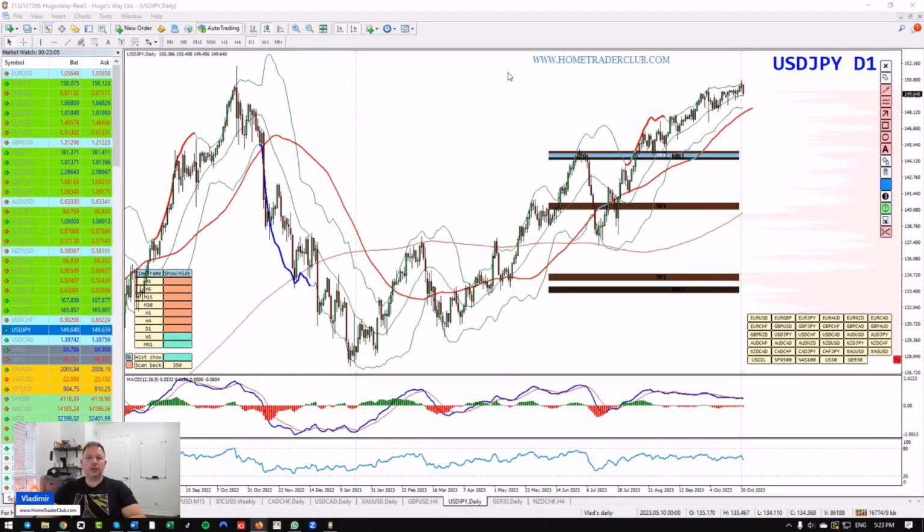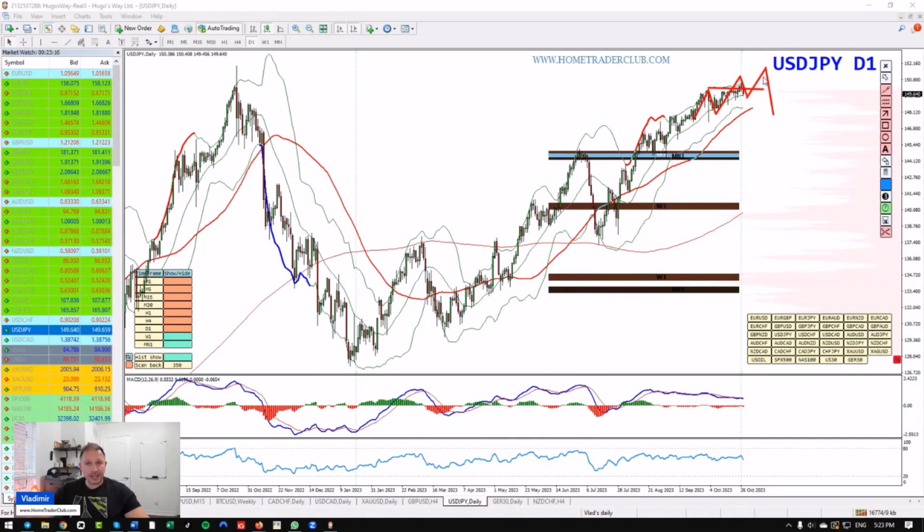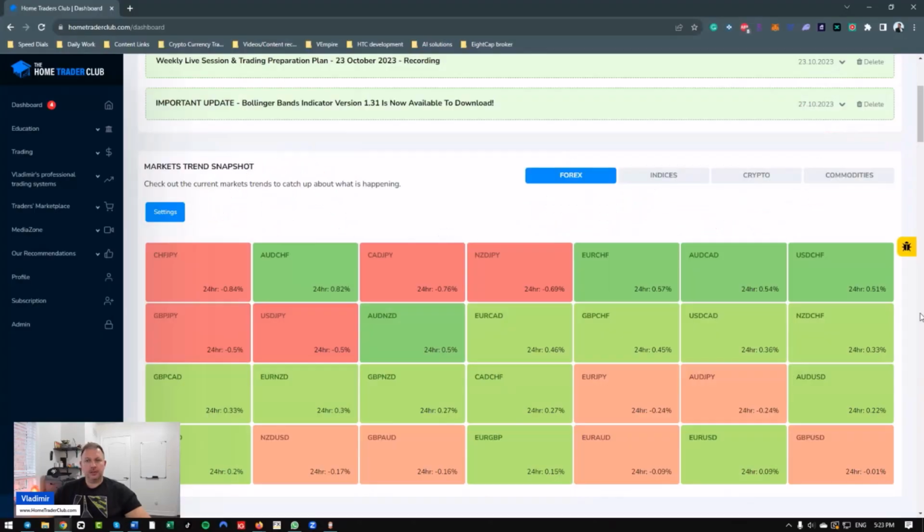So I covered the dollar yen on the previous weekly forecast, where we were talking about the preparation of the sell. As I explained, I expect to see a false breakout building up before the trend flips, making lower lows, and the sell starts. Let's quickly take a look at how the dollar yen numbers look.